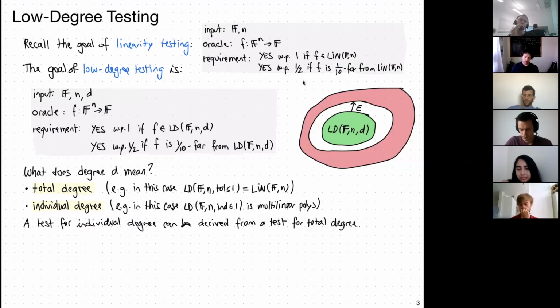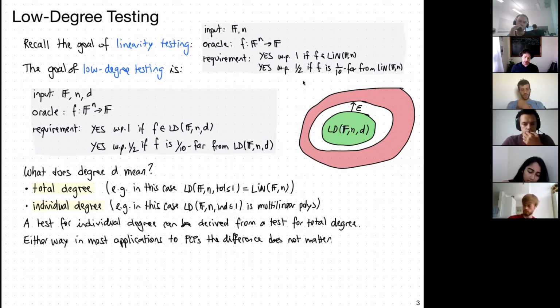We'll focus in our setting on total degree, and the main reason is because it's quite straightforward, and it's an exercise. I think you might even do it in one of the worksheets. It's a very simple exercise that if one has access to a total degree test, one can infer from that an individual degree test. So we'll focus on the slightly harder case of low degree. But regardless, in most applications to PCPs and locally testable codes and anything of this sort, the difference is kind of marginal.